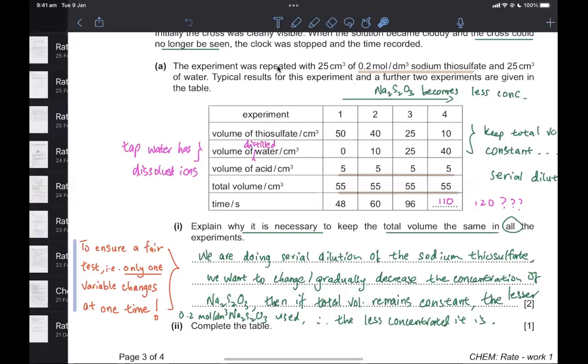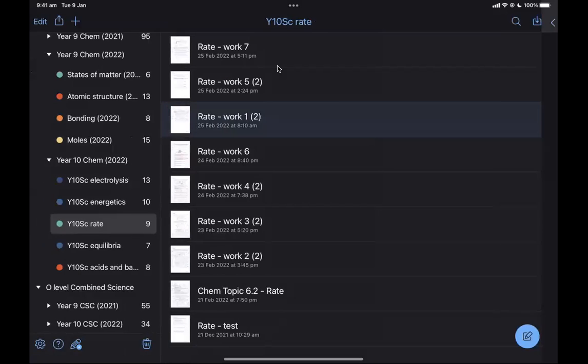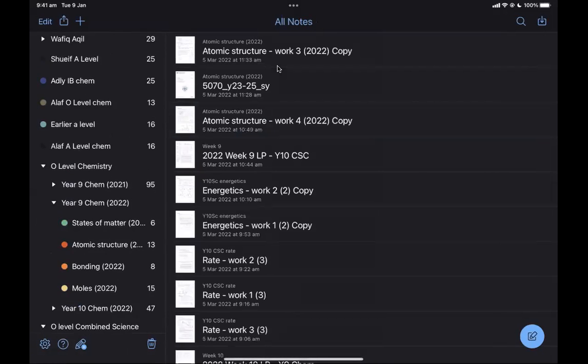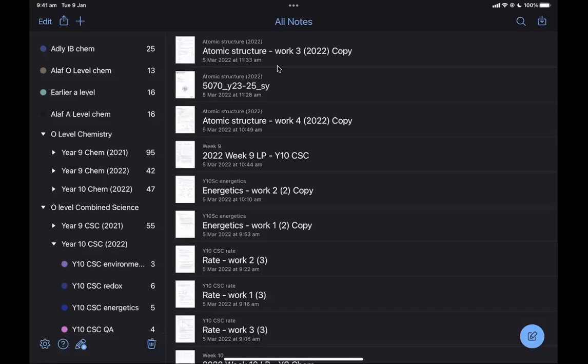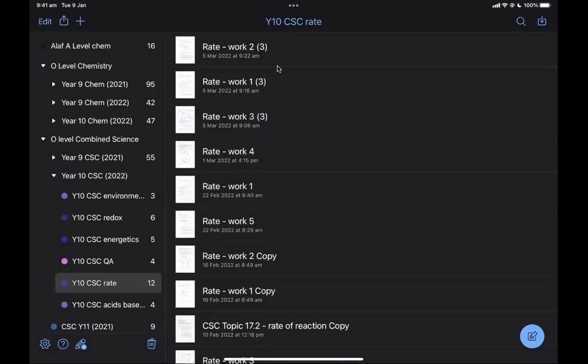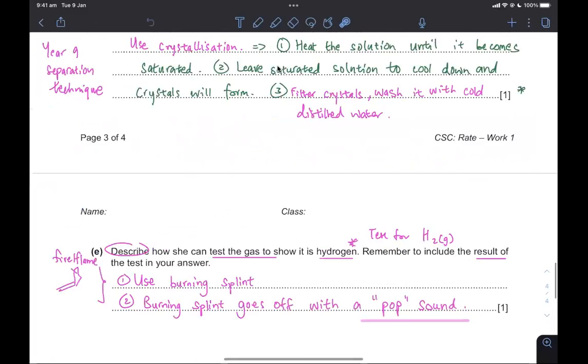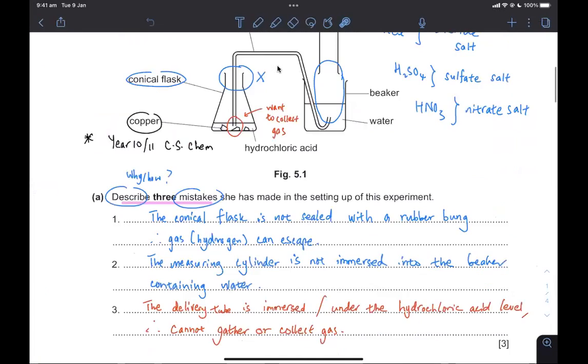So, oops, not that. There's the wrong one. What am I looking at? Combined science. Is this the right one? Great. Okay, we'll just get started with this work.